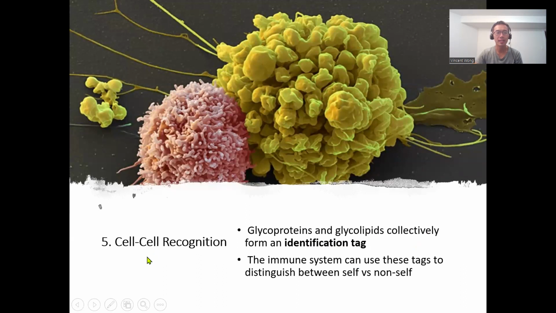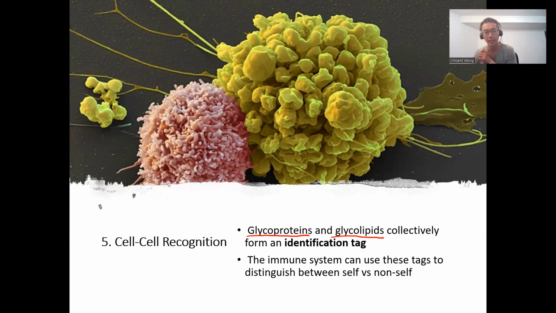Next is what we call cell-cell recognition. So the glycoproteins, the sugary proteins, and the glycolipids, and the lipoproteins in some cases, all these things collectively form an identification tag. Okay, an ID tag, almost like a barcode for the cell. Everybody has a unique set of these identification tags. Okay, your cells are going to be different from my cells. No one on this planet is going to have the exact same set of IDs on your cells unless you have an identical twin.